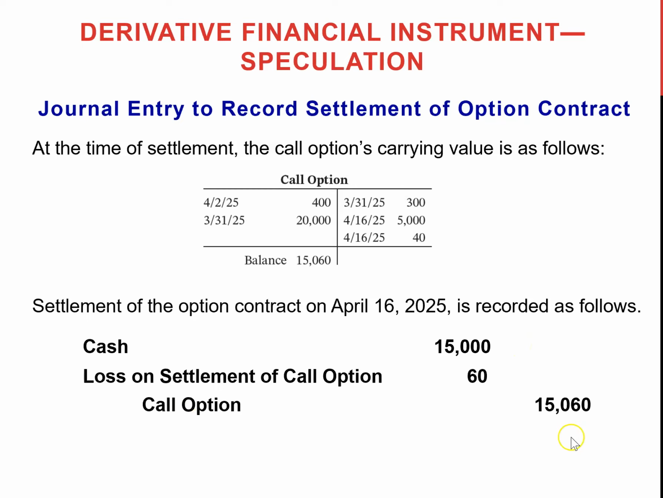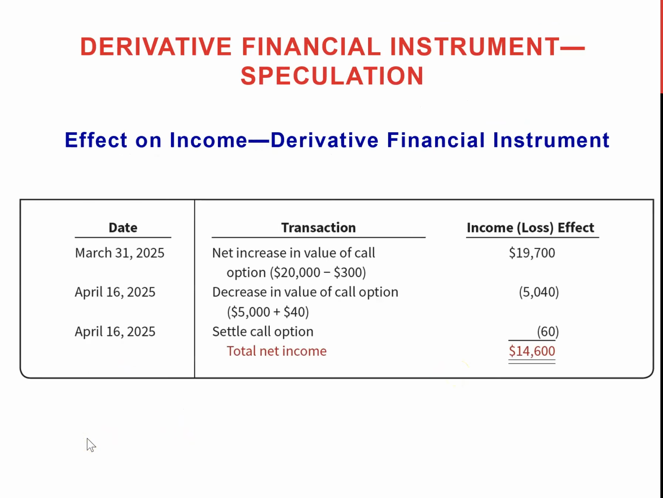They will remove the call option, and if you want to balance this journal entry, you still have a loss, and you have to debit it as the $60 loss on the settlement of the call option. If you see the option value on your balance sheet or T account is $15,060, but you are receiving cash of $15,000, so this $60 will be your loss. So now they remove that call option from their balance sheet.